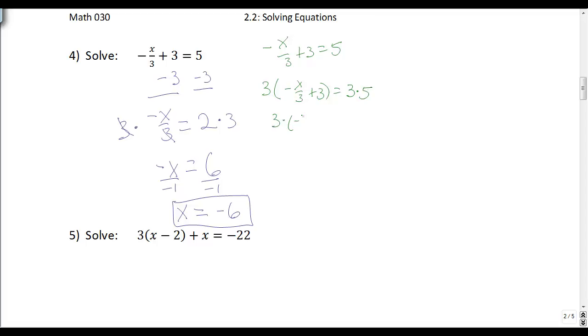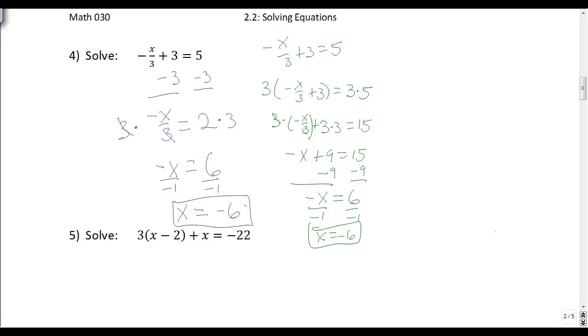So you get 3 times -x/3 plus 3 times 3 equals 3 times 5 is 15. Here the 3's cancel, and we get -x plus 9 equals 15. Then I subtract 9 from both sides to isolate the -x. I get -x equals 6, and then divide by -1 and get x equals -6. Note I got the same answer for both of these. Either method works. It's basically a preference thing. Here neither one was really that much simpler than the other.